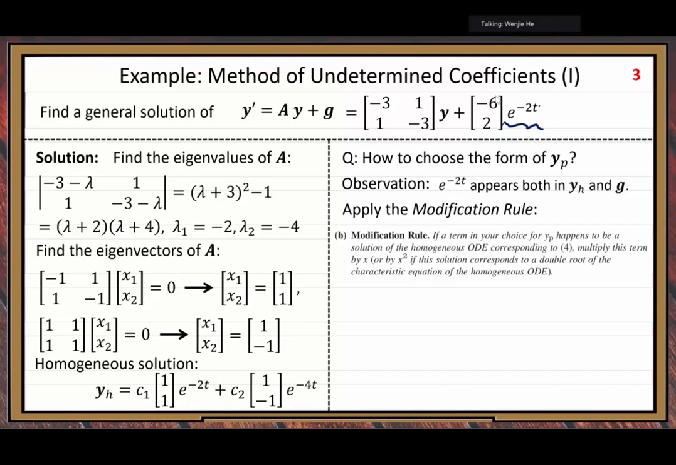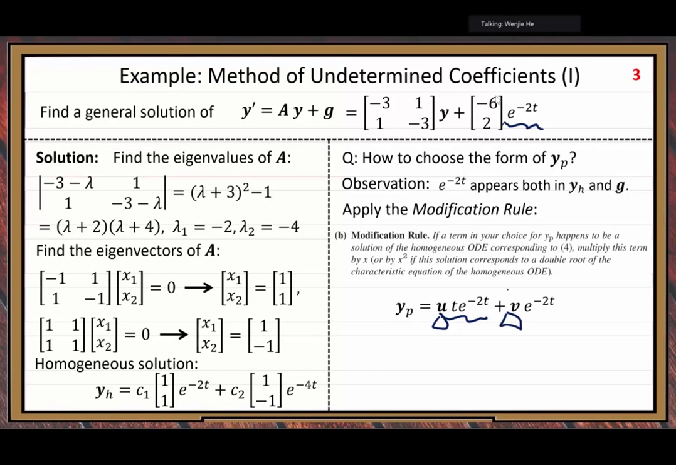So we need to multiply by t, right? We need to multiply by t. So when we write YP, our YP form has this t times e to the negative 2t. All right, here we need to determine the u vector and v vector.